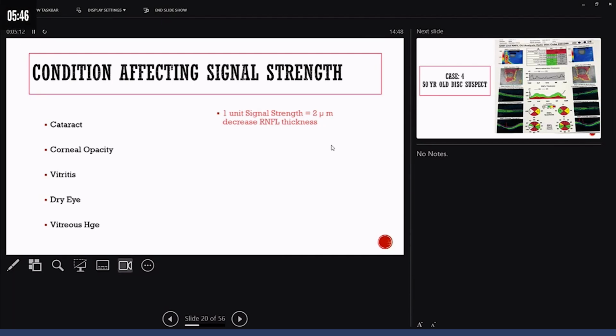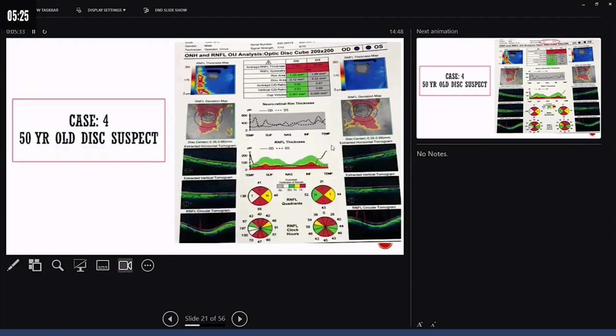If you're seeing the macula, even in a dense cataract or a corneal opacity, you can understand the macular pathology. But if you want to see the RNFL, and you have a dense cataract, corneal opacity, vitritis, severe dry eye, or vitreous hemorrhage, personally, I believe you should not use OCT RNFL for diagnosing glaucoma in these types of cases, where you can have a poor signal strength.